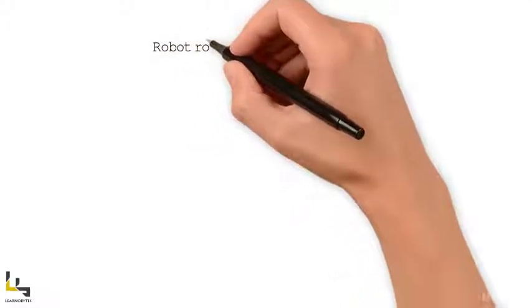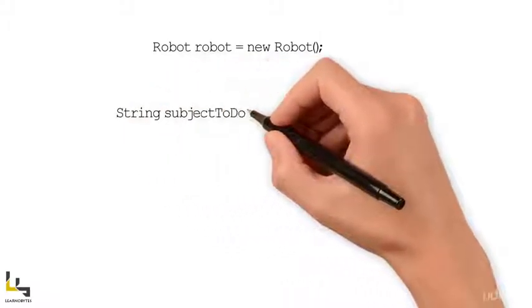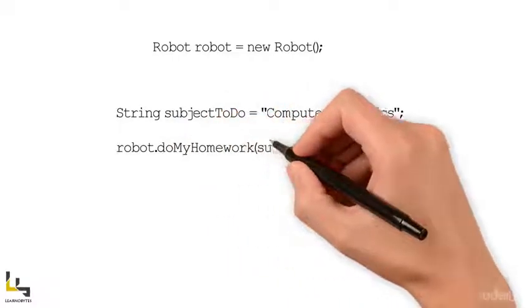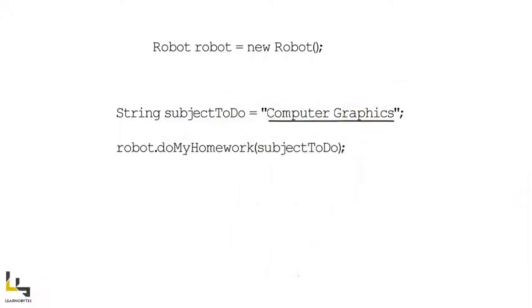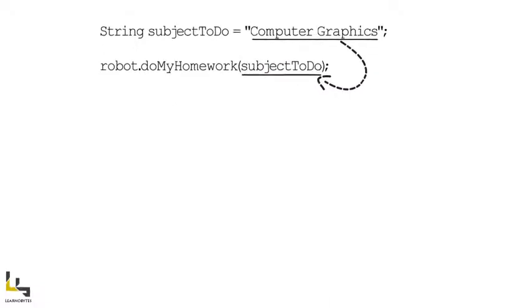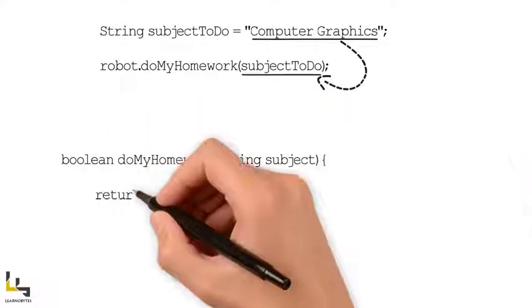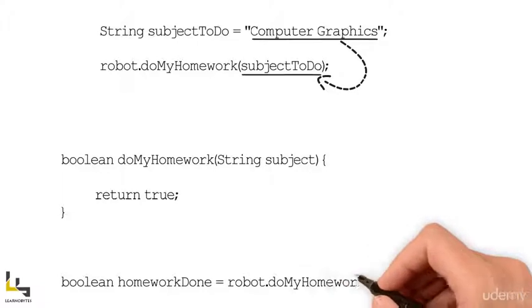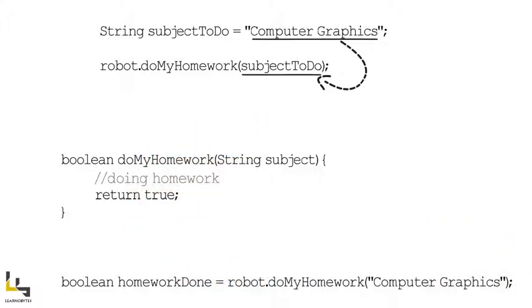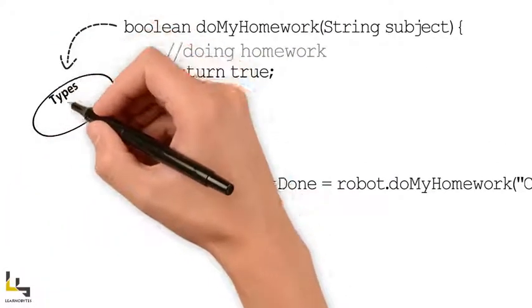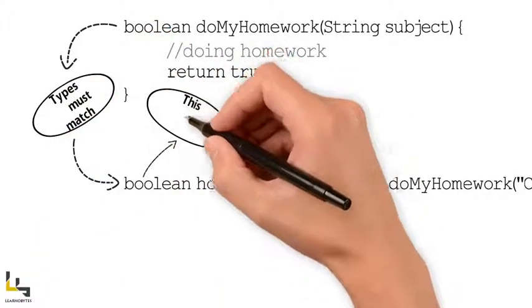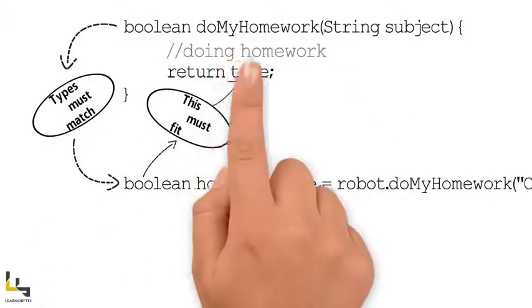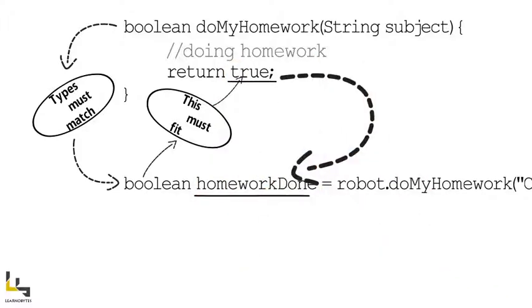Now let's call this method. First, we need to create an object of the robot class and assign it to a reference variable. Then call the method and pass a value for the parameter. The parameter subject is replaced with the string computer graphics. When the robot successfully completes the homework, it will return a value of true which can be captured in a Boolean variable. If we declare a method to return a value, we must return a value of the declared type. The value returned from the method will be copied to the variable homework done.